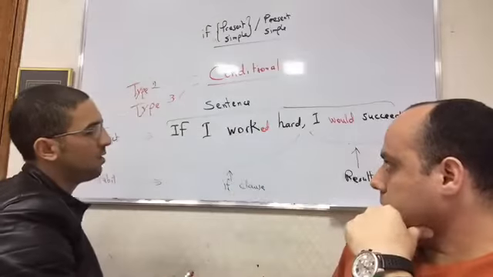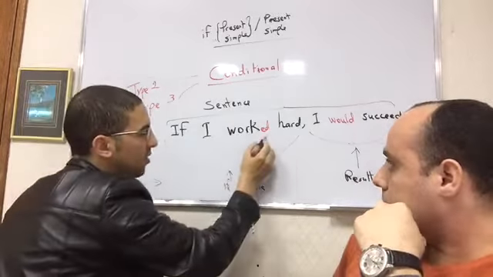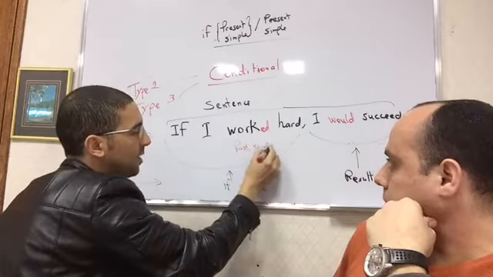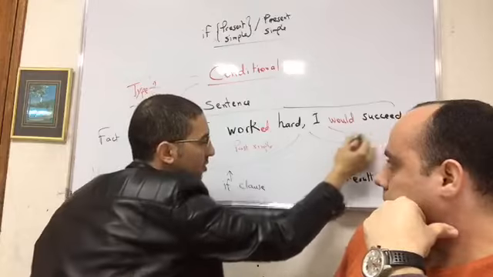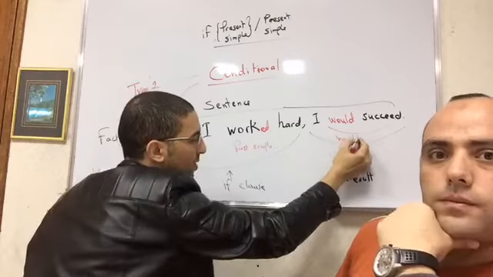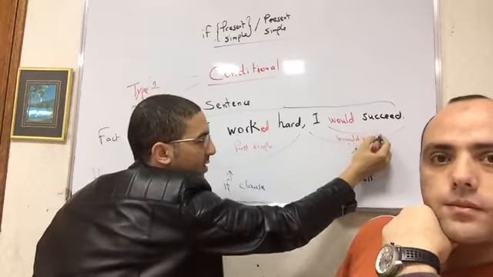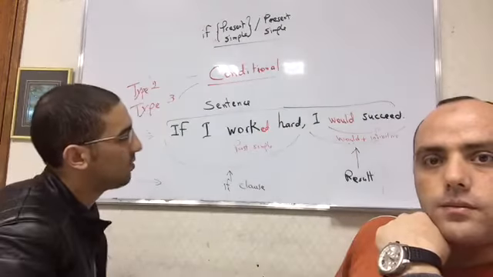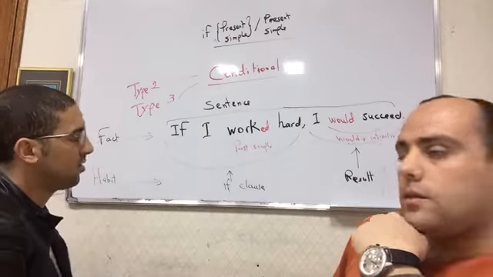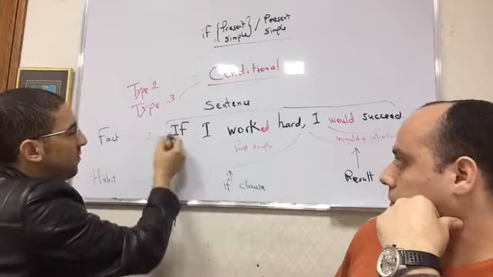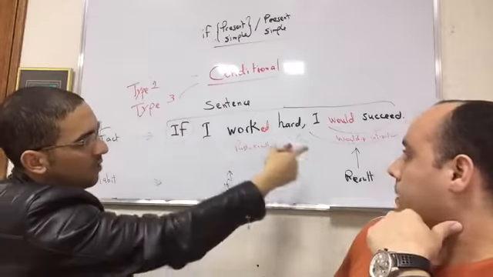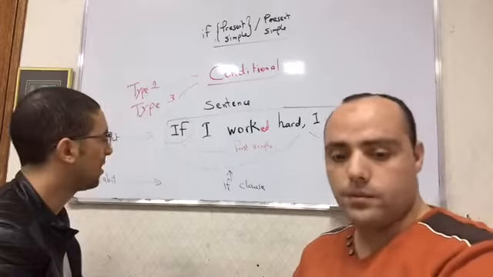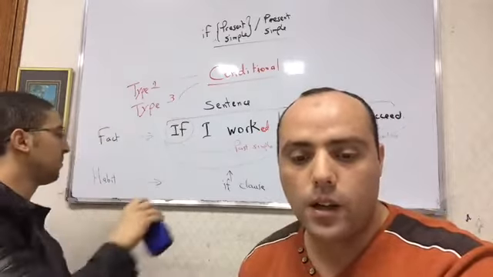The form, as you can see here, the main verb is work, and it is in the past simple. And in here you have would plus what? Plus the infinitive, so plus the verb unconjugated. So the rule is easy, and you can give them the rule as this: if past simple, would infinitive.